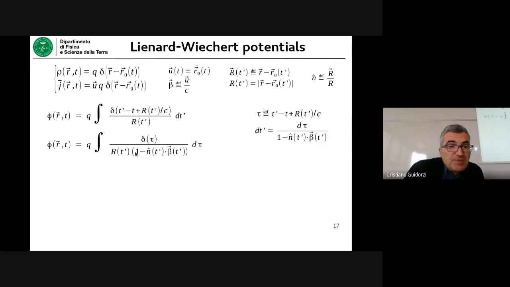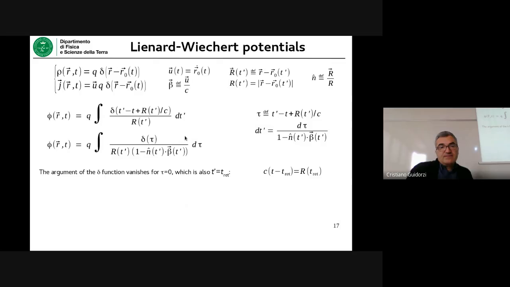Now the integral is much easier, because you see that this integral is just the value of the integrand function calculated at the corresponding value which makes the argument of the delta function vanish. So tau has to vanish, but it vanishes as long as t prime is exactly t retarded.